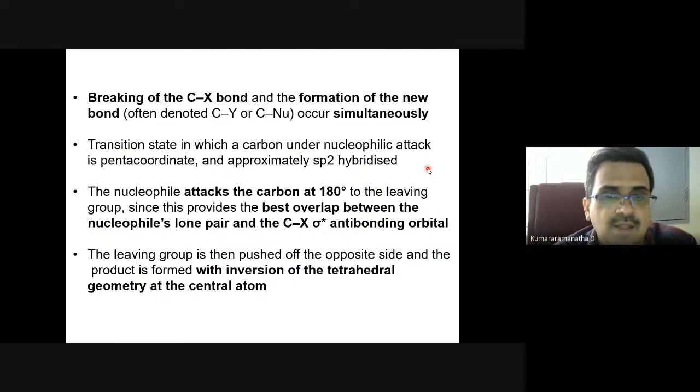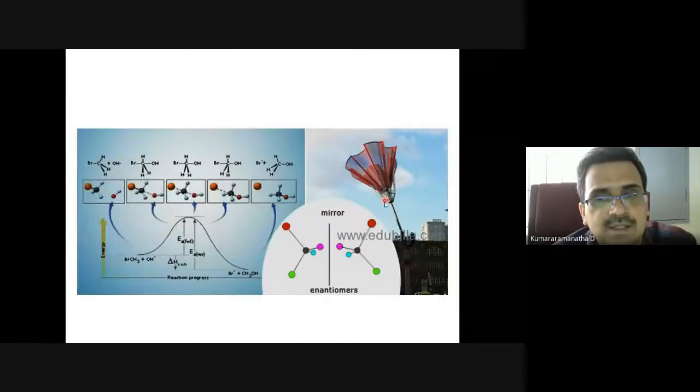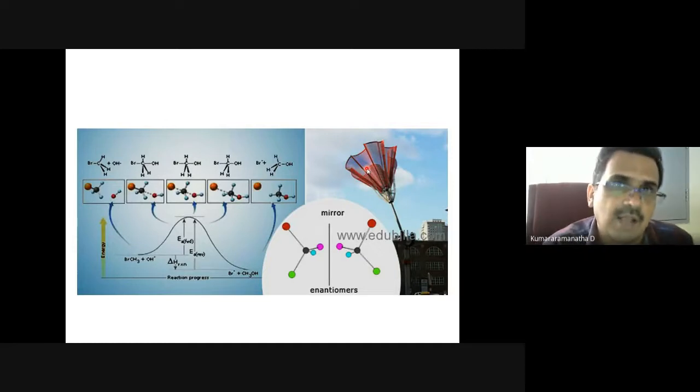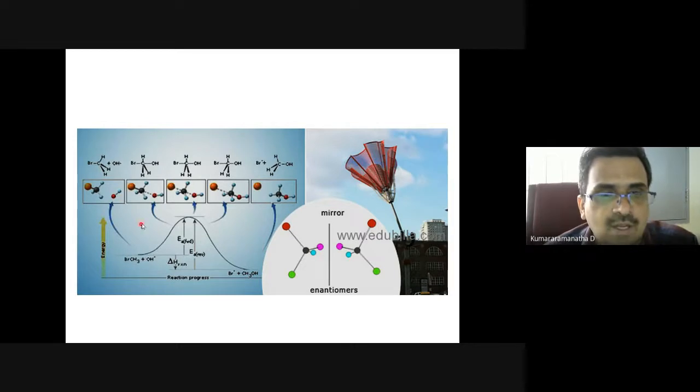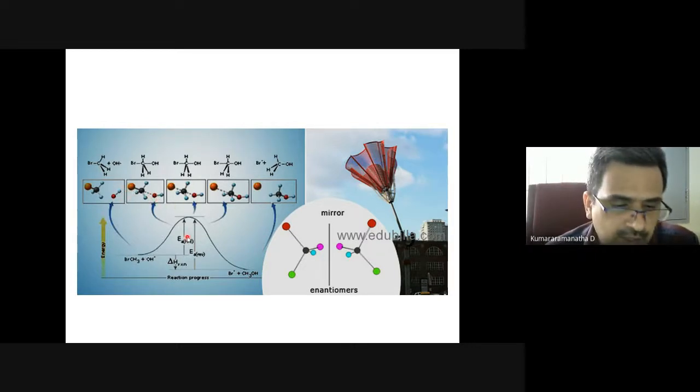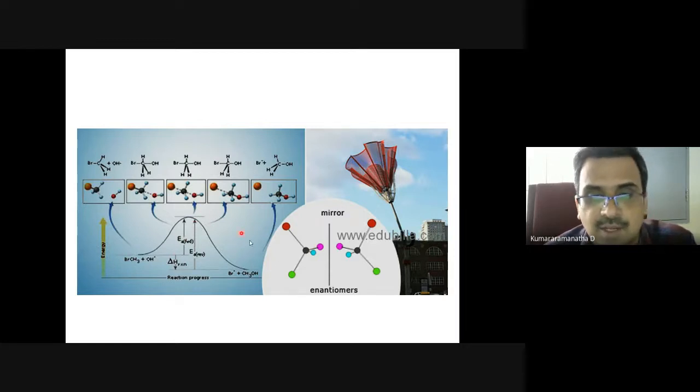Now, let's see, this is the inverted configuration. I think many of you are aware that it is an inverted umbrella sort of configuration. Now, you can see here how the intermediate happens and how it stabilizes to give rise to this.